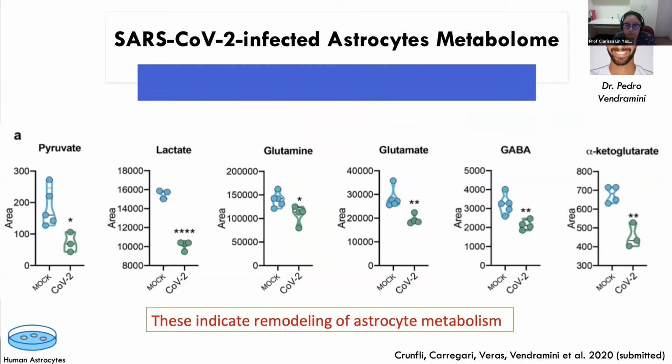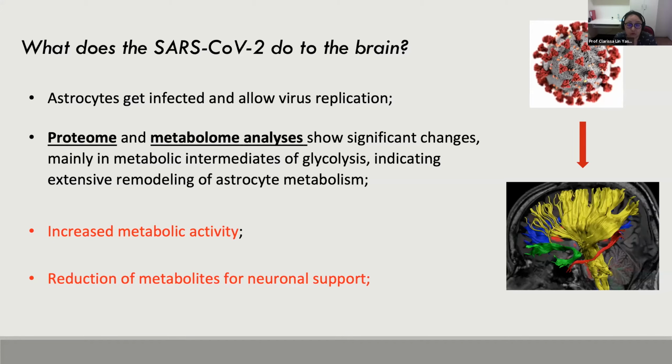The other part, we used another technique to investigate further these astrocytes, and then we analyzed the metabolome. And again, it was interesting because the results showed that the astrocytes were facing problems of the metabolism, and we concluded from here that there was a remodeling of the astrocyte metabolism. So from the beginning of the analysis of the astrocytes, we observed they were infected and they allowed the virus replication. Additionally, we observed some problems with the proteome and the metabolome, indicating that most of these pathogenic problems were involved in the metabolic intermediates of glycolysis, and indicating that there was extensive remodeling of this metabolism.